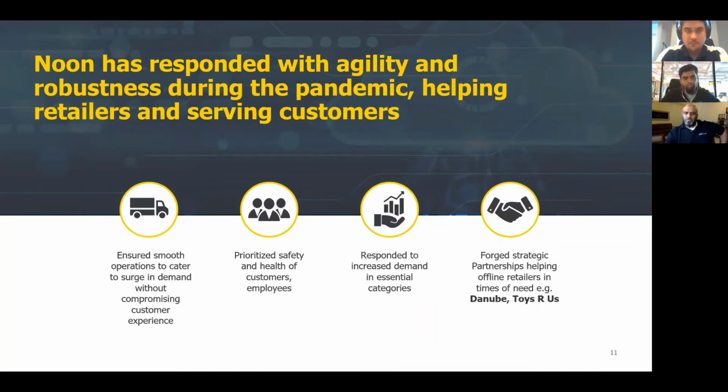We'll explain in the next slide what we actually mean by essential categories, which we classified by looking at the demand pattern. One of the things that worked well is that some of these offline players who would not consider working with online players easily, or where conversations would get dragged out for months, because of this situation, those things started moving faster. So Danube actually tied up with us.